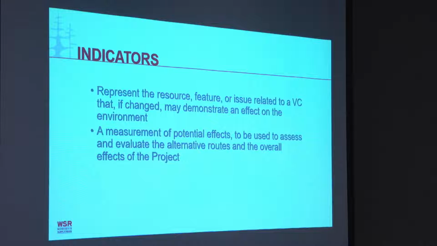So there's valued components, and then there's indicators, and indicators are the way of measuring impacts. So you've got to have a way to measure impacts. It's a way you measure possible effects, to be used to assess and evaluate alternative routes. So you have two different routes. They have valued components, or things that are important to community members, and then you have these indicators, which are the ways you can measure impacts. So that's what indicators are. So I'm now talking in environmental assessment language, valued components and indicators.